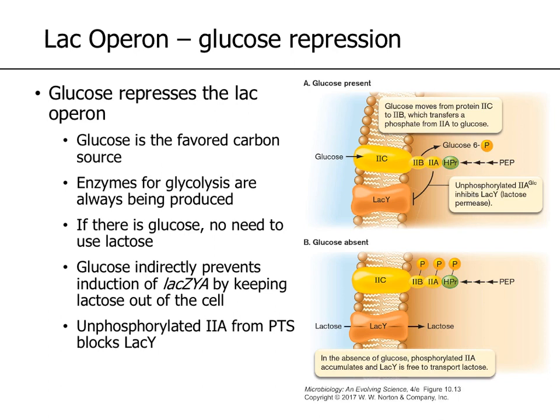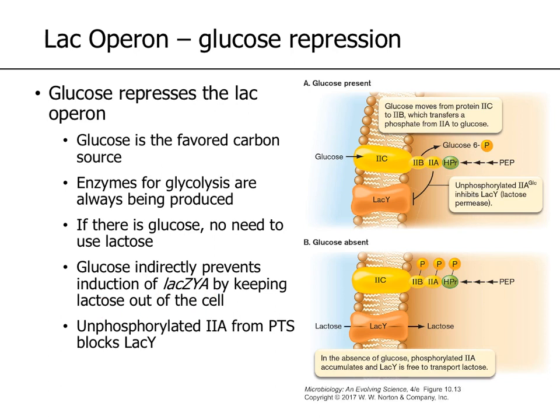Okay, and the other thing that influences the lac operon is actual glucose concentrations. So when the cell has glucose present, it's going to want to just use glucose. That's the favored carbon source for the cell, right? Because essentially enzymes for glycolysis are always being produced, so it doesn't want to waste its energy trying to catabolize lactose if it's already got lots of glucose. It's a waste of time and energy for the cell. So glucose indirectly prevents induction of the genes by keeping lactose out of the cell.